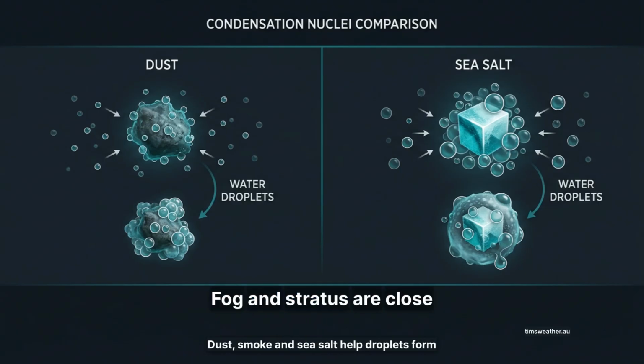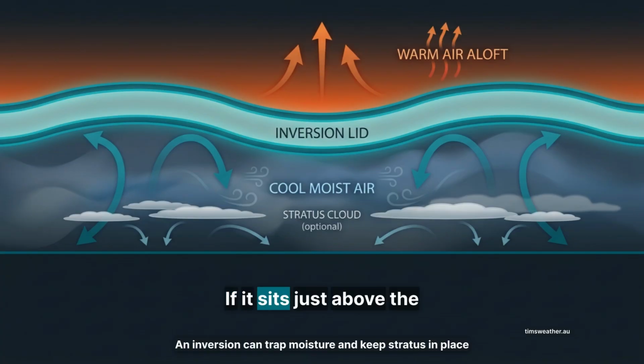Fog and stratus are close relatives. If the saturated layer touches the ground, we call it fog. If it sits just above the ground, we call it stratus. The physics is much the same, but the visibility impact can be very different for drivers, pilots, and early commuters.